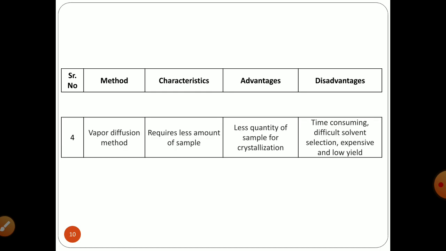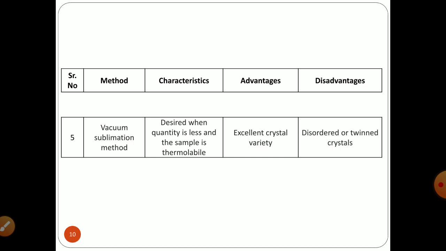The next method is vapor diffusion method. This method is analogous to the previous one and is also applicable for the less quantity of the sample. In this method, the concentrated drug solution is placed as a drop hanging on the underside of a microscope cover slip. The cover slip with the hanging drop is sealed with silicone oil over a solution which contains high concentration of precipitant. Due to higher precipitant concentration, the latter has lower vapor pressure than the drug solution. So the advantage is you will require a very less quantity of sample for crystallization. But the process is quite time consuming, which is expensive and gives low yield.